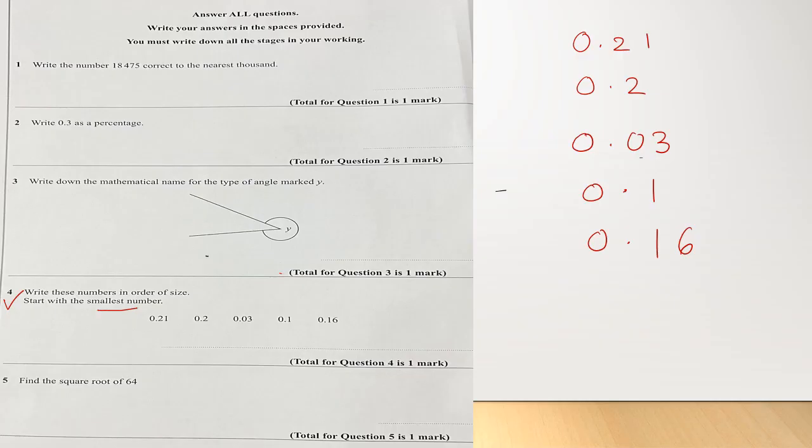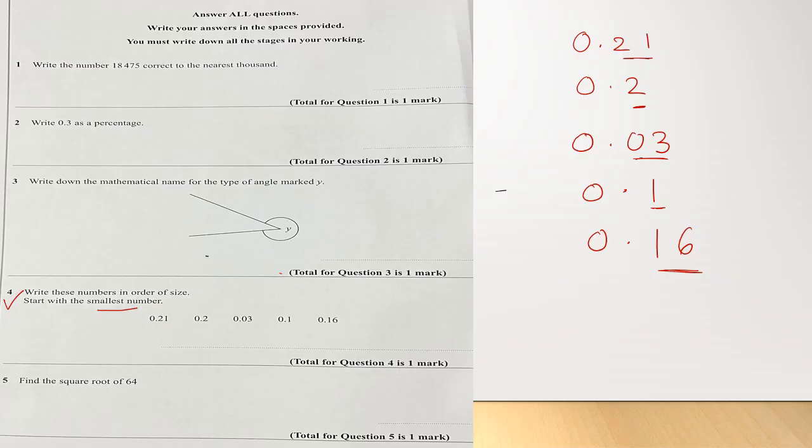Then you will see how many digits you have after the decimal. Here you can see you have 2 digits. Here you have 2 digits. You have only 1 digit. Here you have 2 digits. You have only 1 digit, and here you have 2. So you can see they are not all in 2 digits or all in 1 digit, right? So I'm going to make all numbers 2 digits because the highest I have is 2 digits.